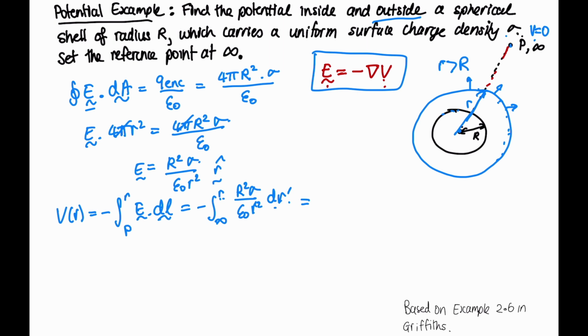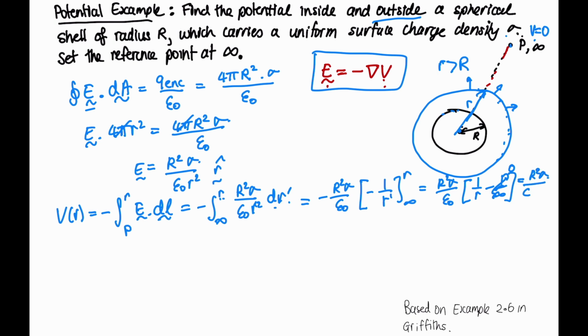So we can solve this. We've got minus R squared sigma over epsilon naught, and then we're doing the integral of 1 over r prime squared dr prime. So when we do that integral, we end up with minus 1 over r prime, and that's from infinity to r. And so this is equal to R squared sigma over epsilon naught. I'm just getting rid of my negative because there's two of them. And then this is 1 over r minus 1 over infinity. And 1 divided by infinity, that's 0. So this is equal to R squared sigma over epsilon naught r.